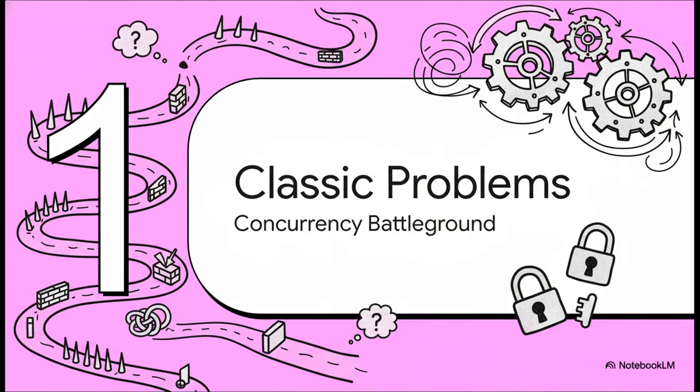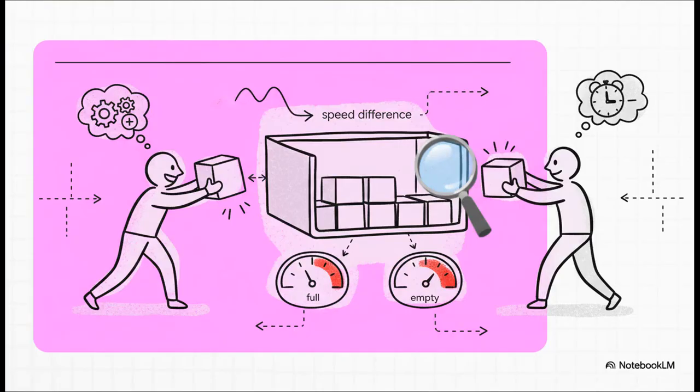Okay, first up, let's tackle the classic synchronization problems. You should really think of these as the ultimate proving grounds, you know? They're like the stress tests or the battlegrounds for any new concurrency tool. If a new lock or a new semaphore can't handle these problems cleanly, well, it's probably not going to be very useful in the real world. So we'll start with a big one, the bounded buffer problem.